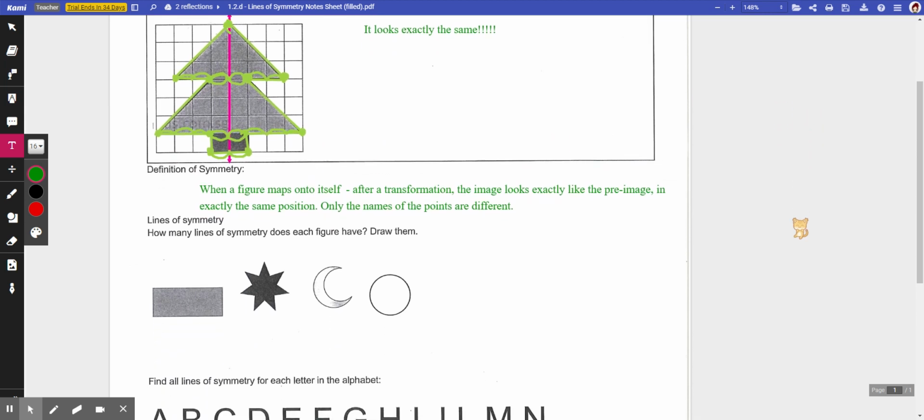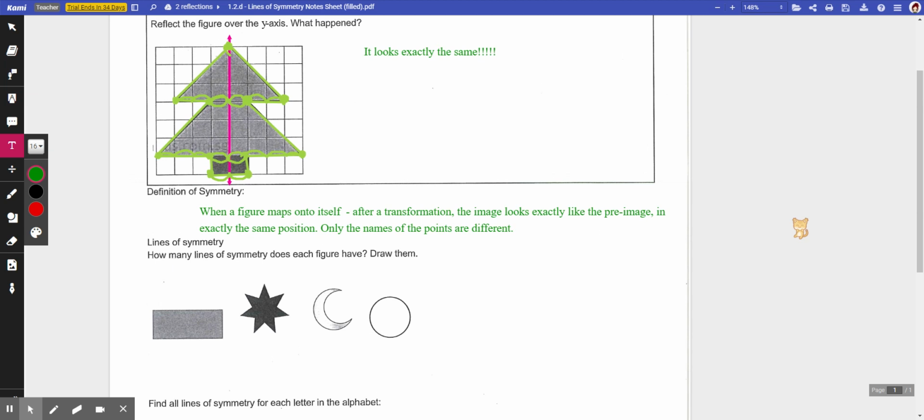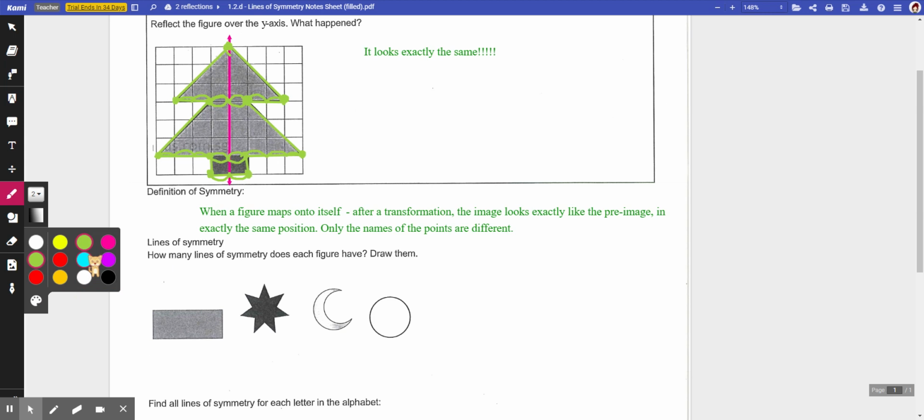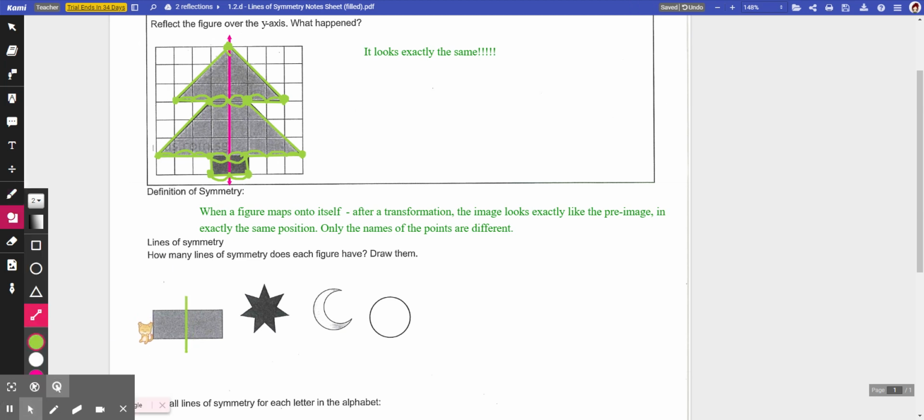So lines of symmetry are the lines over which you can reflect a figure and it'll map onto itself. Our tree, the y-axis was a line of symmetry for our tree. So for this rectangle, I have a line of symmetry here, but I also could reflect it the other way. I could reflect it over a horizontal line too.